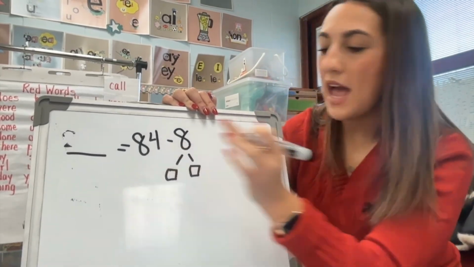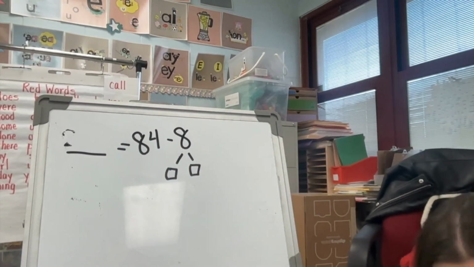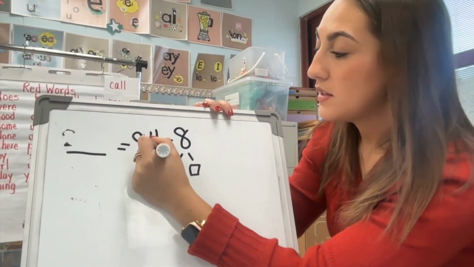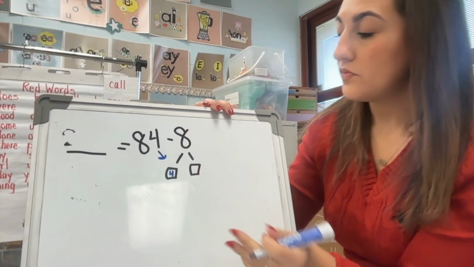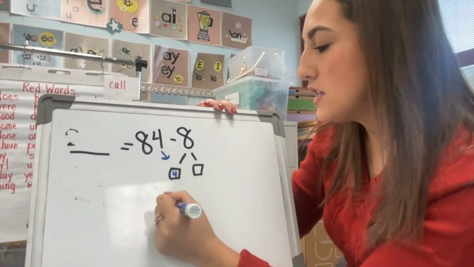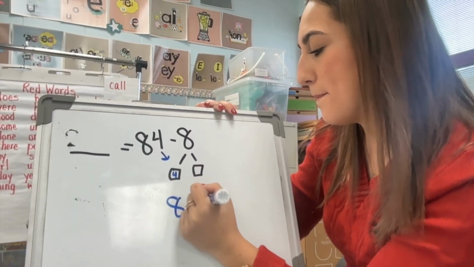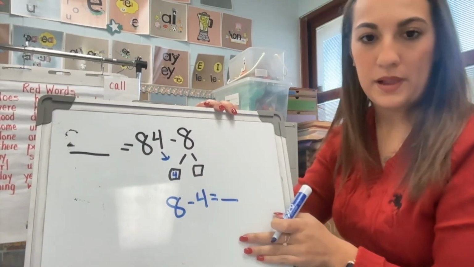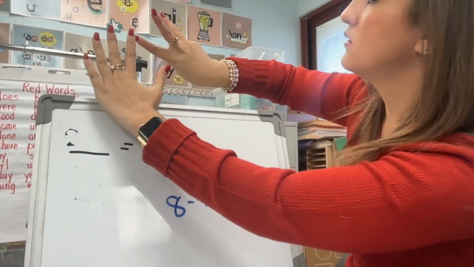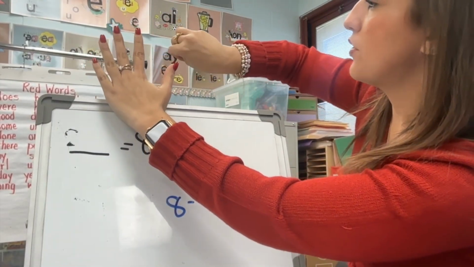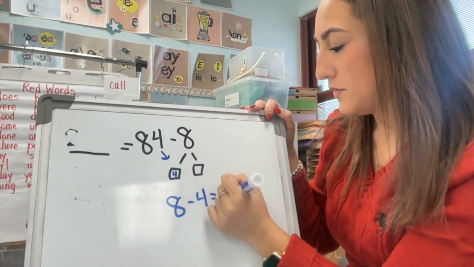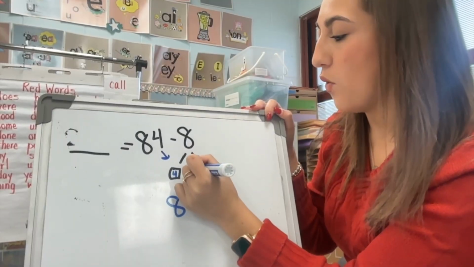Okay, so now I'm going to look at my ones value. I have a 4 in 84. I'm going to plug it in. Now I'm going to think to myself, 8 minus 4 equals blank. I have 8. 1, 2, 3, 4, 5, 6, 7, 8. 1, 2, 3, 4. 4 left over. So I break apart 8, I get 4 and 4.